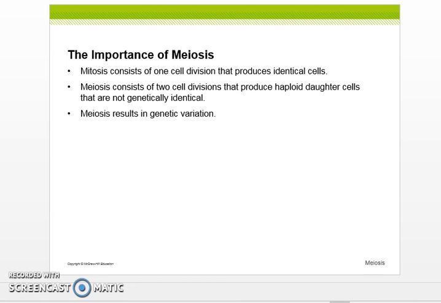Well, wouldn't the world be boring if we all looked the same? So meiosis consists of 2 cell divisions instead of 1 that produce haploid daughter cells, and those cells are not genetically identical. There's actually 4 different variations. So, in a nutshell, meiosis results in genetic variation.